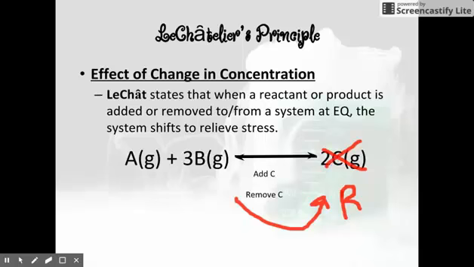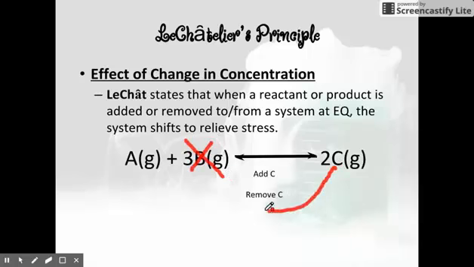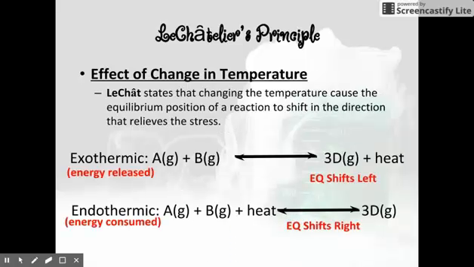Let's say we remove B. If we remove B, again, it's going to convert some of our product back into reactant to make more of it. So it would shift left. So whatever side you add to, it's going to move away from. Whatever side you remove from, it's going to go back and fill in and make more of that.